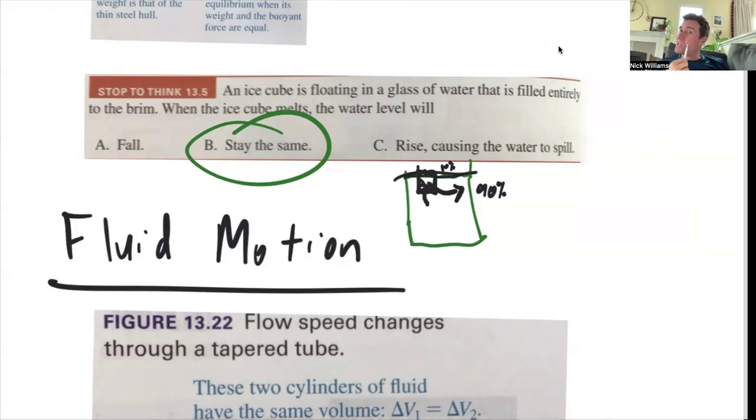Now, if the ice was stacked on something else, then it could overflow, like if the ice was on the land. But if it's ice in the water, it will just replace its own level. It's already displacing all of its mass.